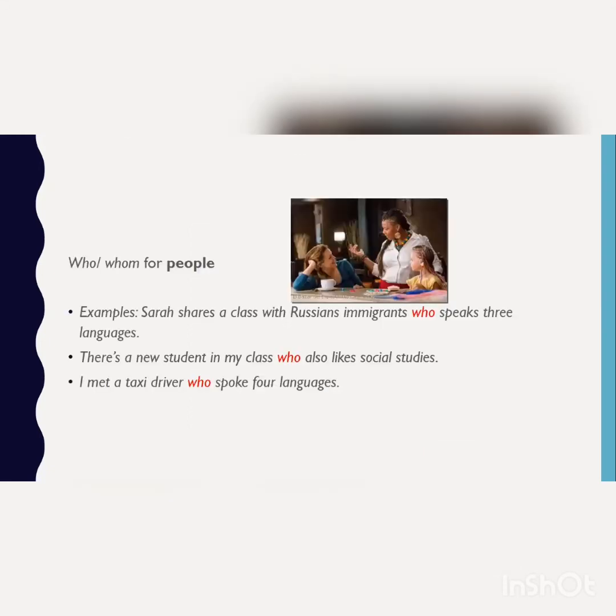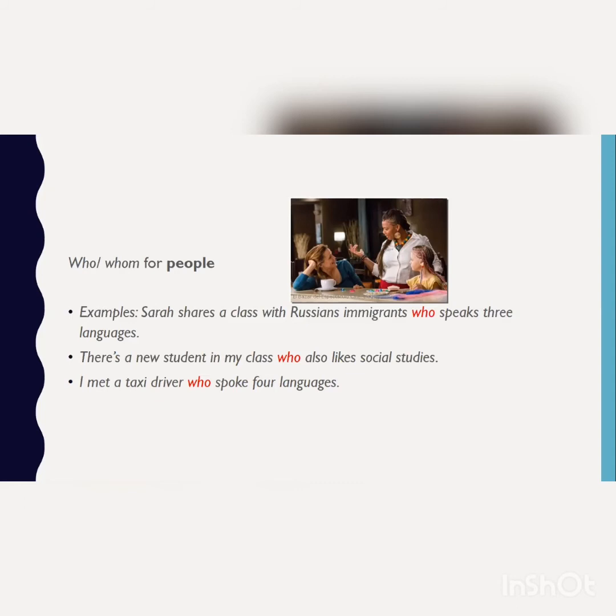So let us continue. We use who and whom for people. So let us look at these examples. Sarah shares a class with Russian immigrants who speak three languages. So notice that after the relative pronoun who, you're giving what? Additional information about the Russian immigrants.